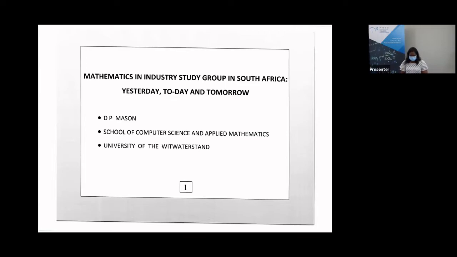He also belongs to several scientific societies. He's a member of the Academy of Science of South Africa and a fellow of the Royal Society of South Africa. Today, he will be presenting on the Mathematics and Industry Study Group, which he established in South Africa in 2004. Over to Professor Mason.